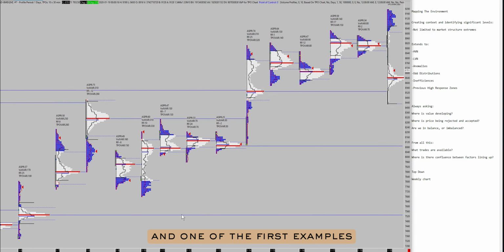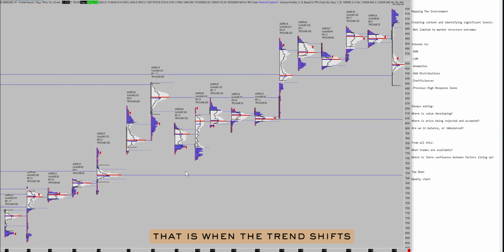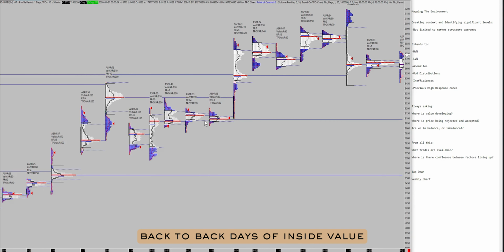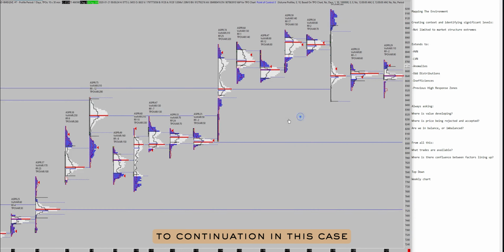But we can see that price has kicked back, and one of the first examples, or one of the first things we talked about, one of the things that we're looking for, an example right here, is when we have value overlap, and that is when we begin to trend. Or rather, that is when the trend shifts to more of a consolidation and a ranging period. We have back-to-back days of inside value. Okay, all we're doing is telling a story up until the point where we're going to get at. Back-to-back days of inside value, consolidation leads to continuation in this case.